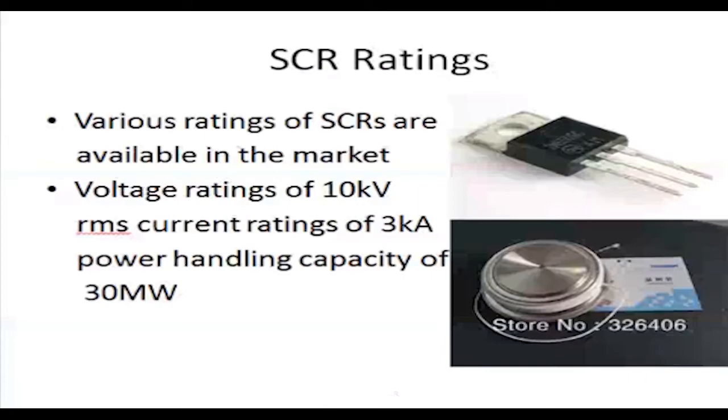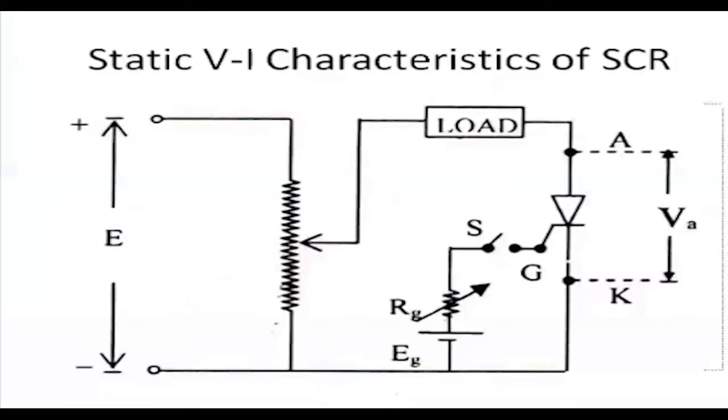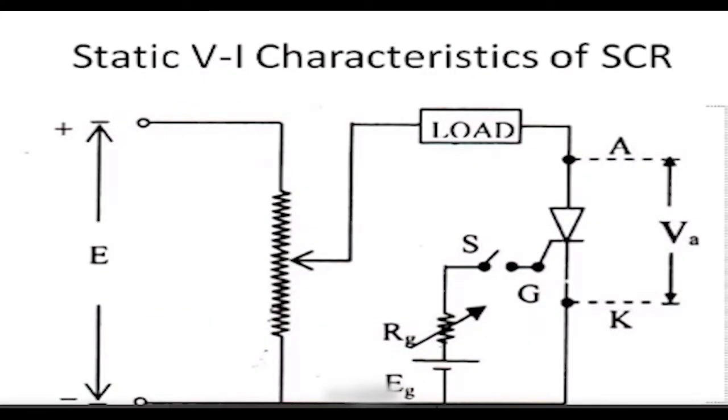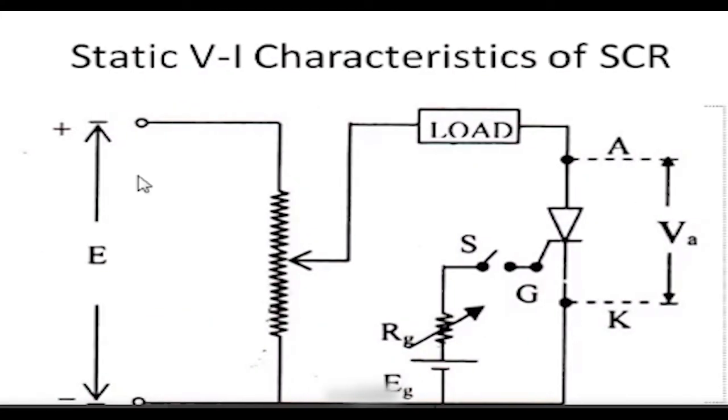Let us see the characteristics of the SCR, the static VI characteristics of the SCR. For this, let us take a circuit like this. All of you draw this circuit. Here in this circuit, I have an SCR. This is the circuit for obtaining the VI characteristics of the SCR. The same thing is there in the laboratory also. You will do the laboratory experiment also. In the next semester, you have a power electronics lab, and the first experiment is obtaining the static VI characteristics of the SCR.